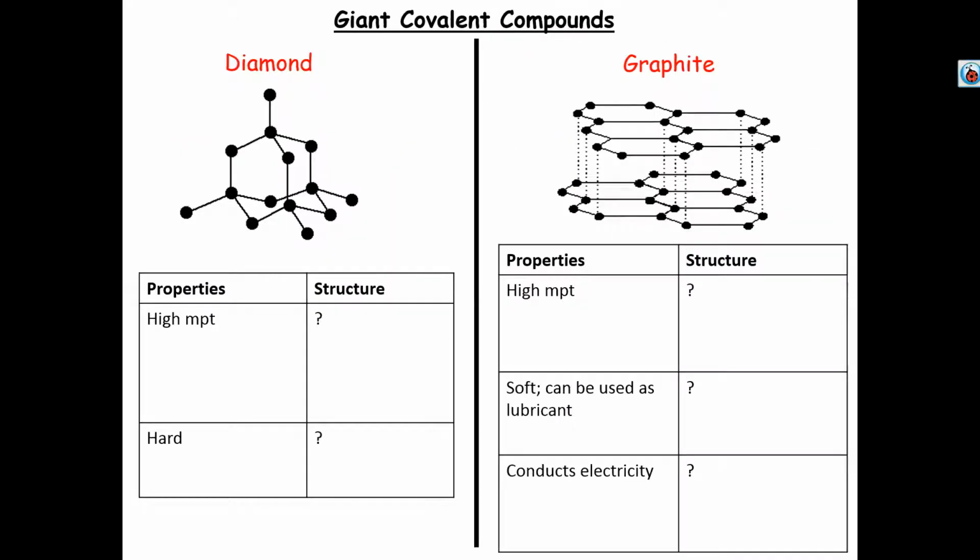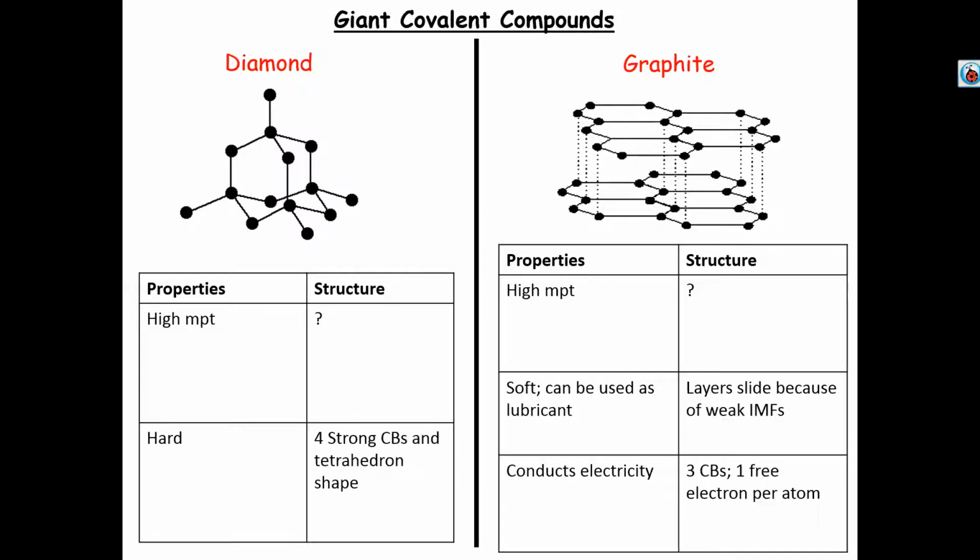Slide 2 of retrieval is diamond and graphite. What type of structures in diamond give it a high melting point and make it hard? In graphite, what sort of structures give it a high melting point, make it soft, and allow it to conduct electricity? Pause, have a go. And here are the answers. CB stands for covalent bond.